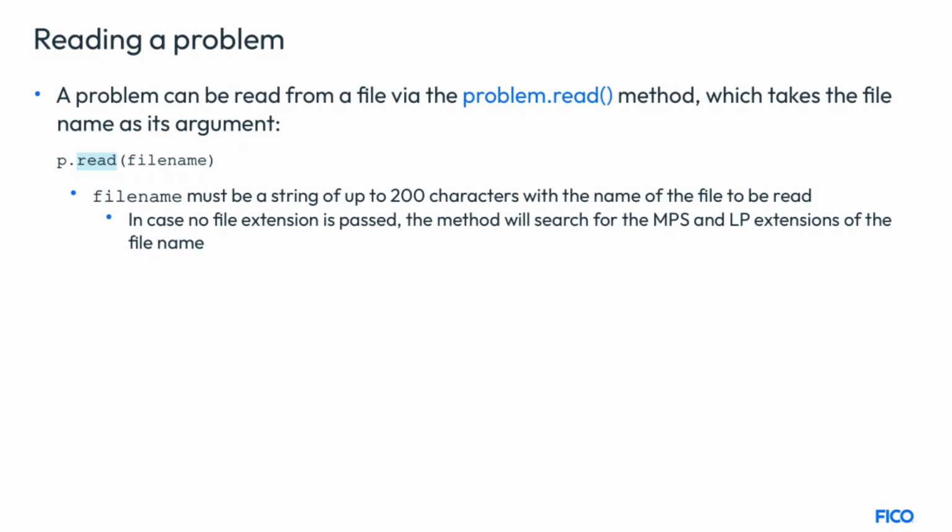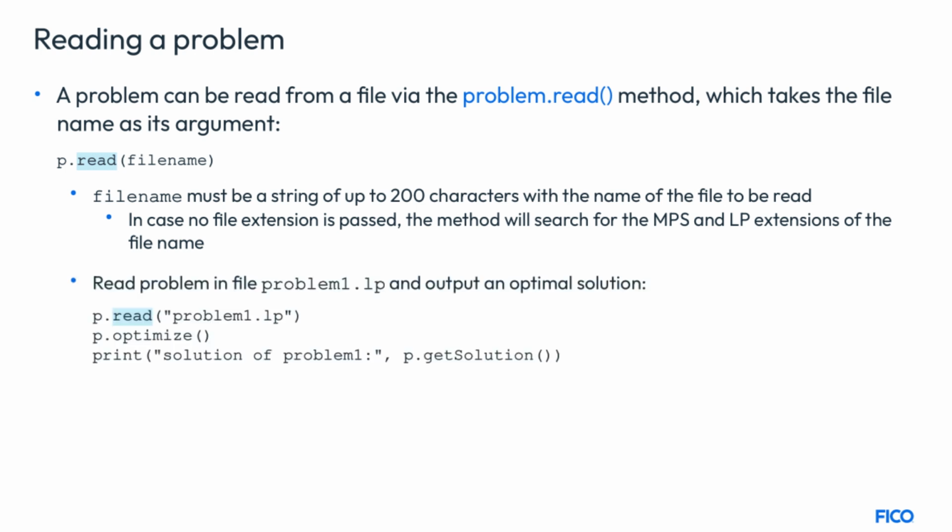To read a problem from an external file, simply call problem.read and pass the file name as a string argument. In case no file extension is passed, the method will search for the MPS and LP format extensions of the file name. This example reads a problem from a file named problem1 with the LP extension before optimizing it and printing the optimal solution vector.